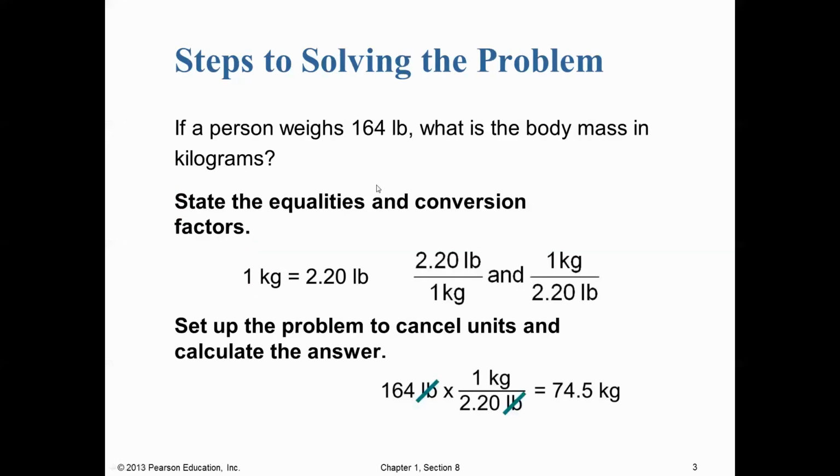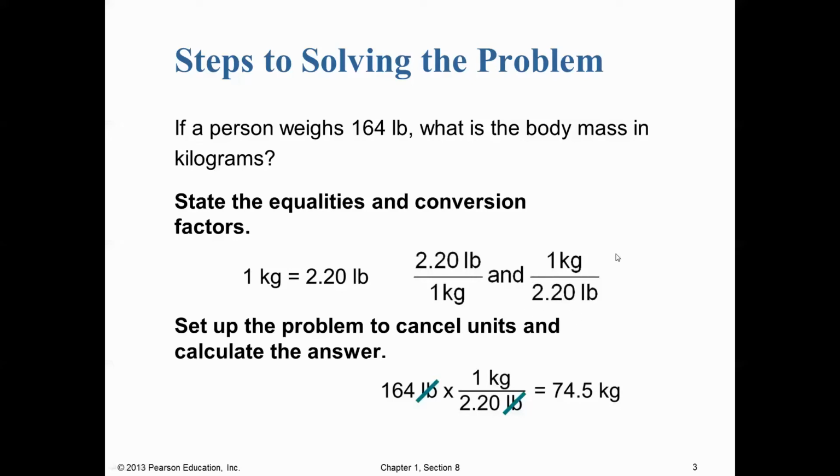In this example problem, we are asked to determine the mass in kilograms of a person who weighs 164 pounds. In order to solve this problem, we need the equality that 1 kilogram equals 2.20 pounds. So that tells us the relationship between pounds and kilograms. And the two different conversion factors we can create are 2.20 pounds per 1 kilogram, or 1 kilogram per 2.20 pounds.